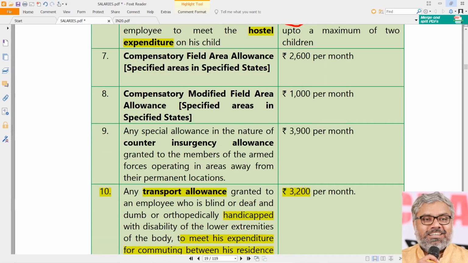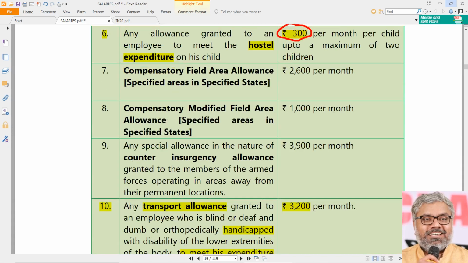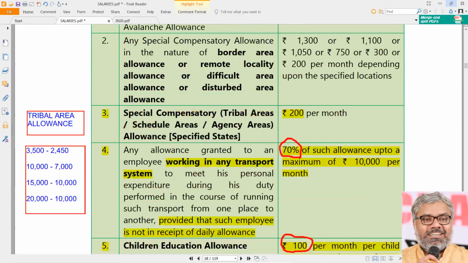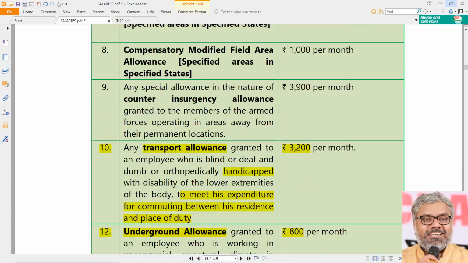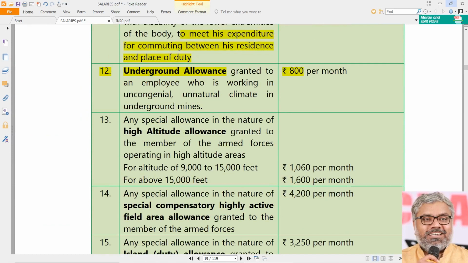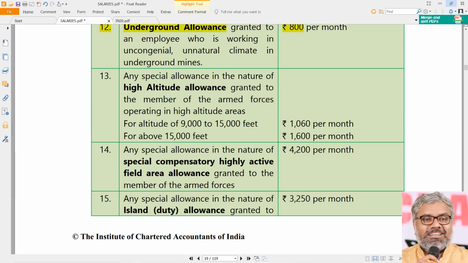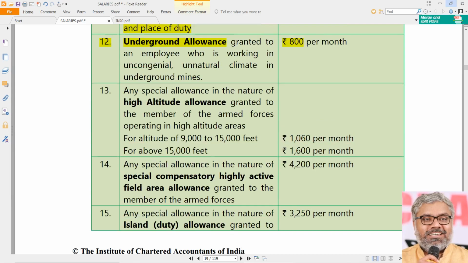But those which are not at all required to be remembered are points 7, 8, 9. In the same way, the first and second points are also not required to be remembered, because if you observe closely, all of them are related to either military or police, which generally is not going to be our subject matter. So the 12th point is underground allowance exemption, 800 per month. And the 13th one, you also cannot remember all these things.